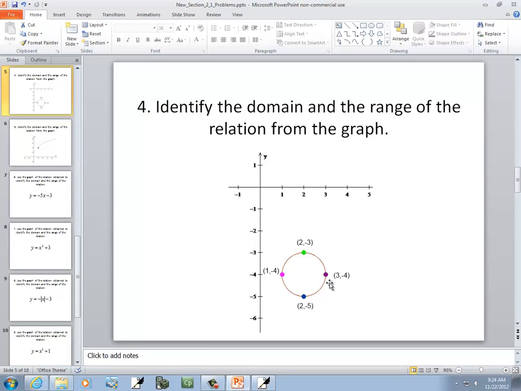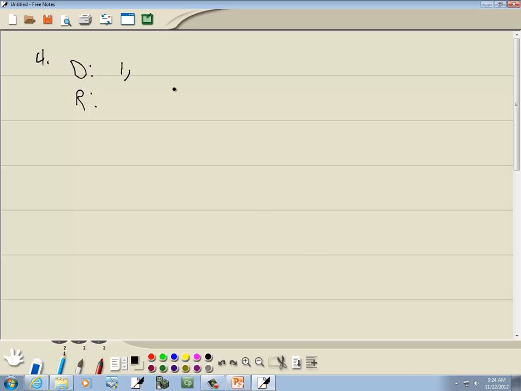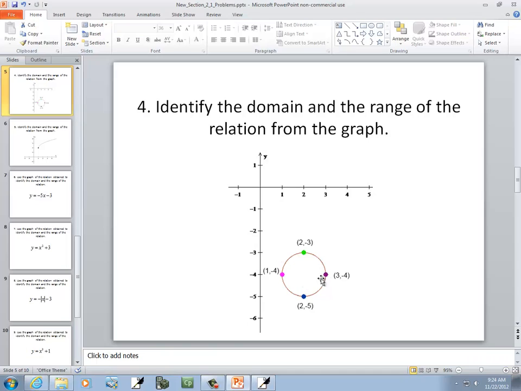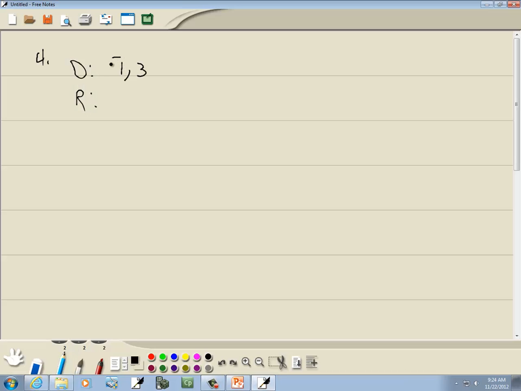The rightmost x value where your graph exists: if I come to my rightmost part of my graph and go straight up from there, it's 3. You can also see it in the point. So it goes from 1 to 3. Now these are open dots, so I'll put brackets on them.